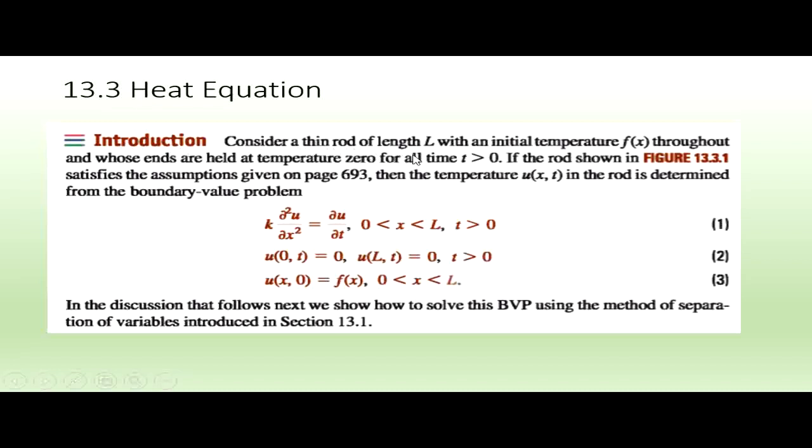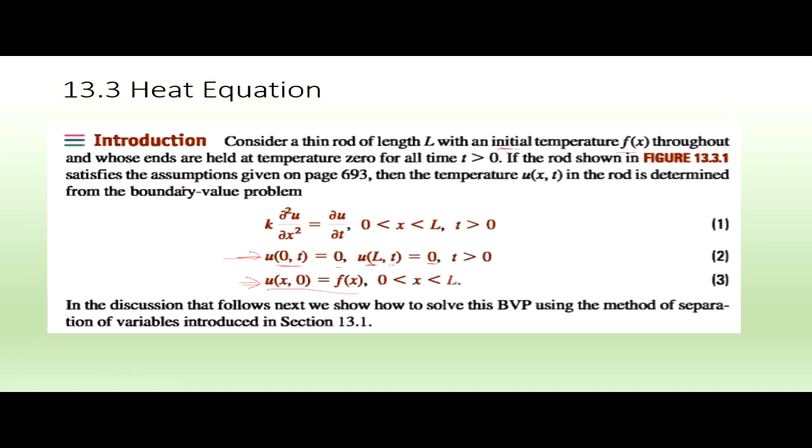Consider a thin rod of length L with an initial temperature f of x throughout and whose ends are held at temperature 0 for all time t. So the boundary conditions are given here. When x equals 0, the temperature u is 0. When x is equal to L, for any t, the temperature is 0. And what else? Initial temperature. When t is 0, temperature is f of x, that is u of x, 0 equals f of x. So these two are boundary conditions, this one is the initial condition.